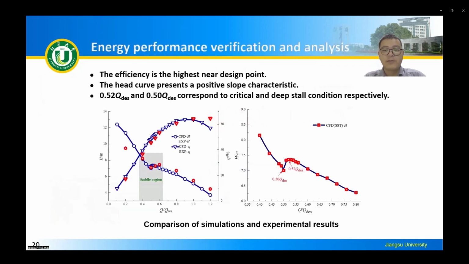After comparing the experimental and simulation results, we conclude that the head of the mixed flow pump gradually increases with the decrease of the flow rate, and the efficiency is the highest near the design condition. The head curve presents a positive slope characteristic, which indicates that the rotating stall phenomenon occurs in the mixed flow pump. The critical stall condition appears at 0.52 of the best design flow rate, while the deep stall condition appears at half of the best design flow rate.